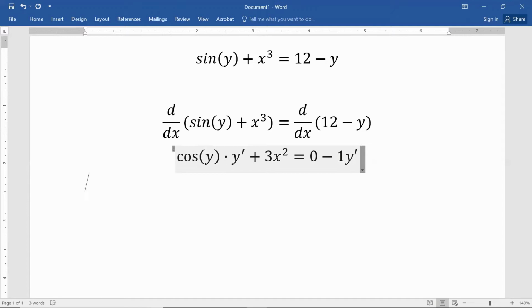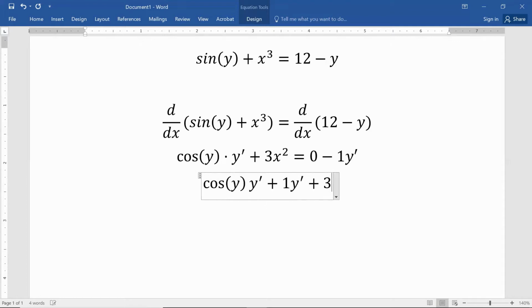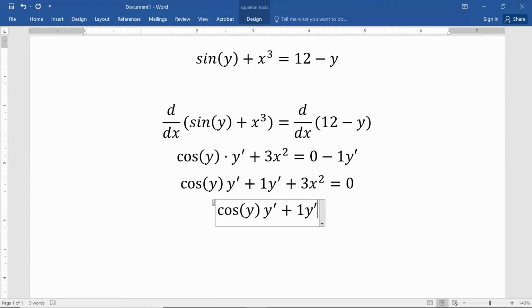That's going to mean we need to get our y primes on the same side. So what I'm going to do is take cosine y times y prime, leave it on the left, and then add 1 y prime to both sides. If I add 1 y prime to the right-hand side, I get 0. If I add 1 y prime to the left-hand side, that goes on the left. Then I can subtract 3x squared from both sides. So I end up with cosine y times y prime plus 1 y prime equals -3x squared.